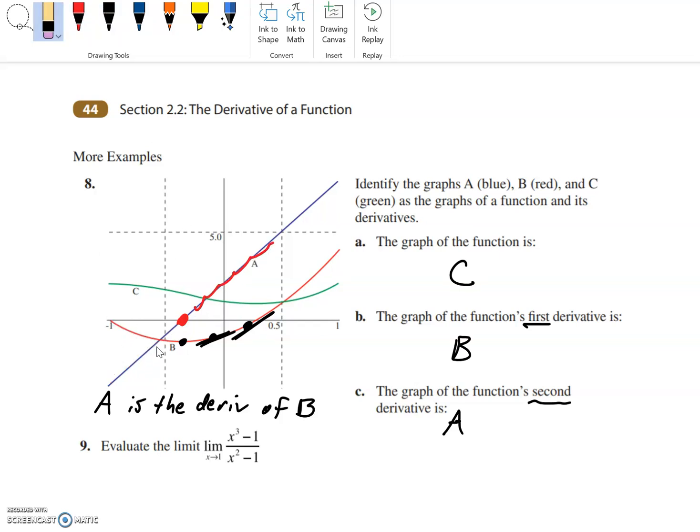So the relationship between a and b is sound, but let's make sure that c actually checks out too. So we look at c and we say, all right, c is just kind of like a nice little wave coming in here.